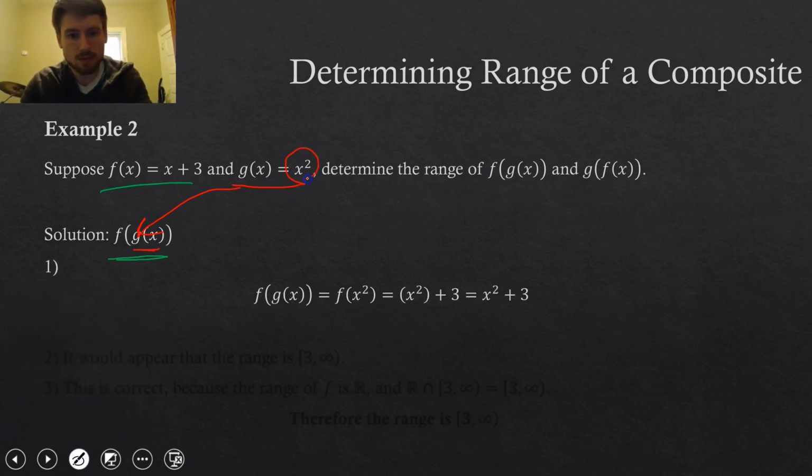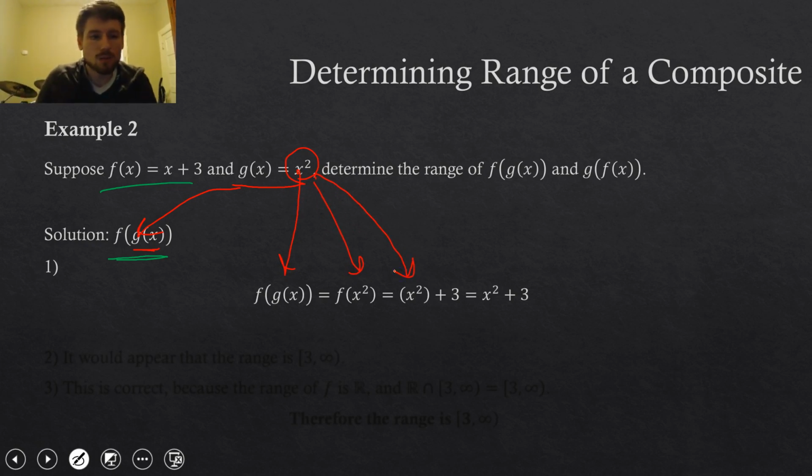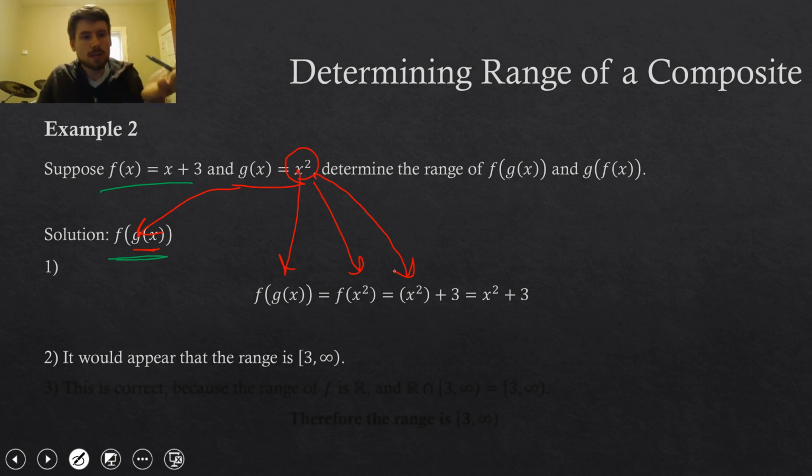So this x squared is getting plugged in. Everywhere we see x in f of x, we're going to put an x squared instead. And so we have x squared plus 3 as the rule. If you look at that rule, you're going to say, well, I know that's a parabola moved up 3, and so I know the range of it is going to be from 3 to infinity, right? That's where the vertex is.